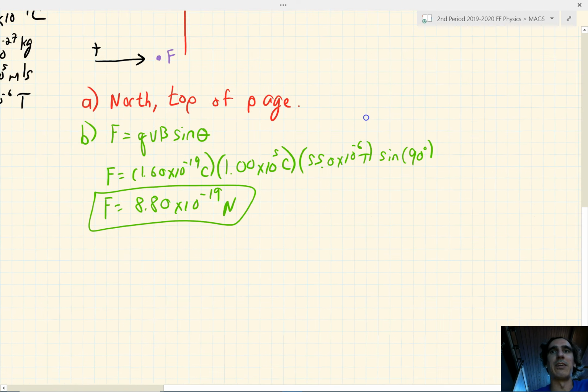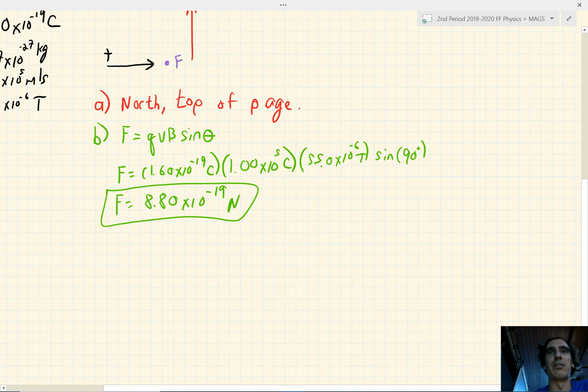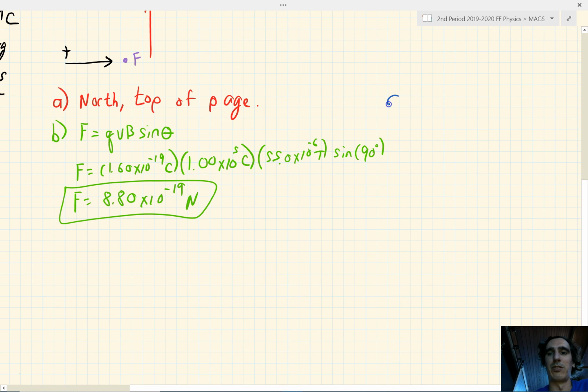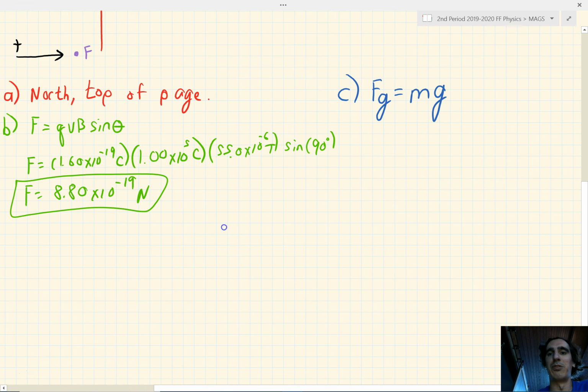Okay, and letter C asks us, calculate the gravitational force on the proton. So letter C, we want to calculate F sub g. We know the mass of the proton, we know the acceleration due to gravity, so F sub g is m times g.